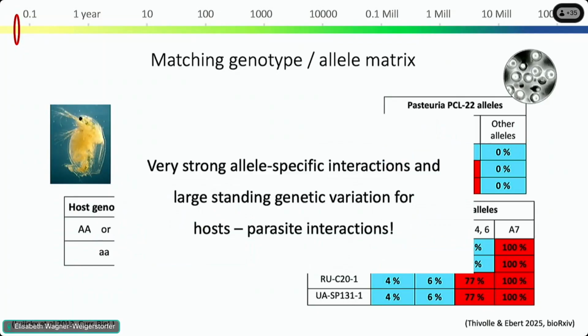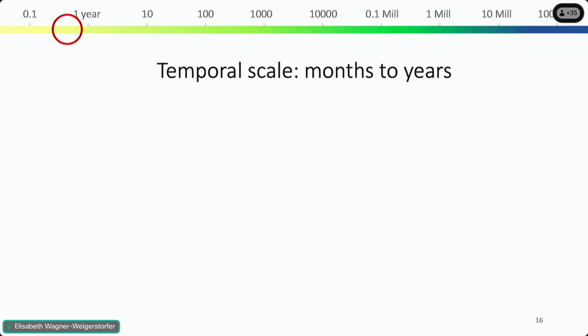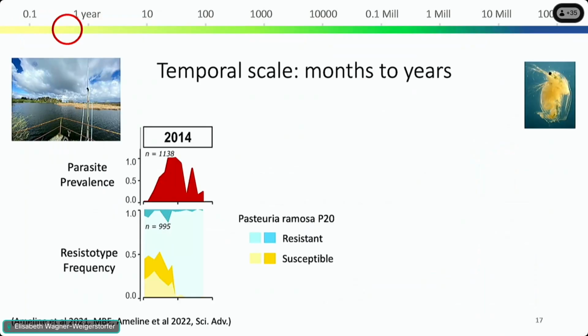So to sum up this part on understanding genetic variation, we have very strong allele-specific interactions and large standing variation for host-parasite interaction. This is the stuff you need for Red Queen dynamics to work. Without this, no dynamics. So now let's move back in our timescales. We start from months to years.